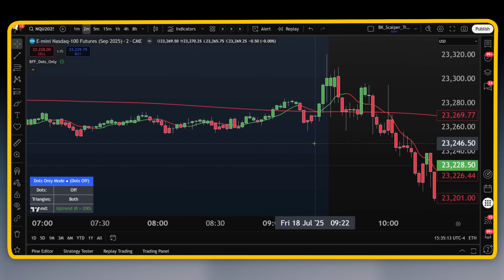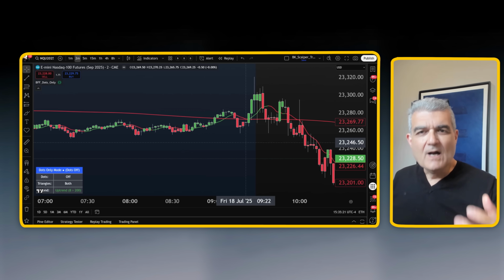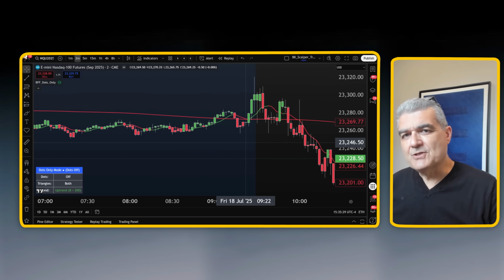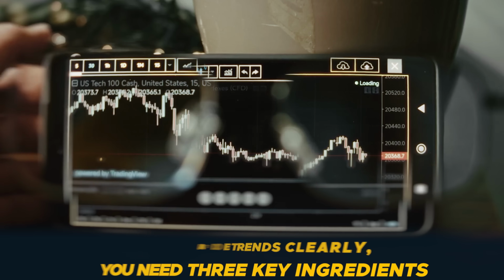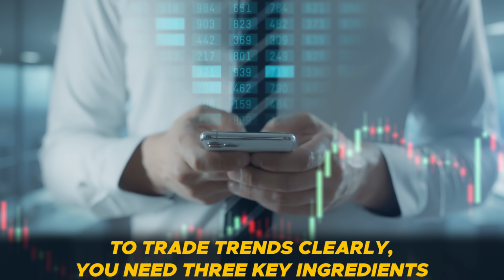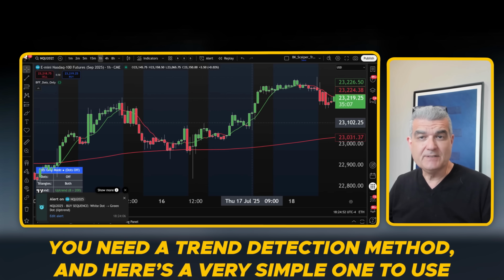This is not something that just simply changes on a candle-by-candle basis. There's almost always continuity. 3, 4, 5, 6, sometimes 10, sometimes 20. And when you get great big trends, tens and hundreds of candles in a trend direction. To create a crystal clear trend-based trade, you'll need 3 key ingredients. First, you need a way to create trend detection.